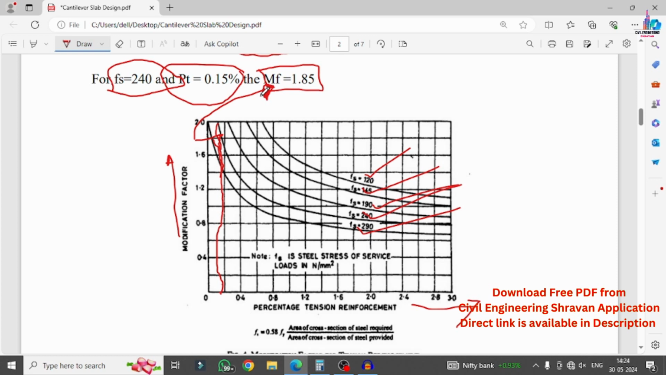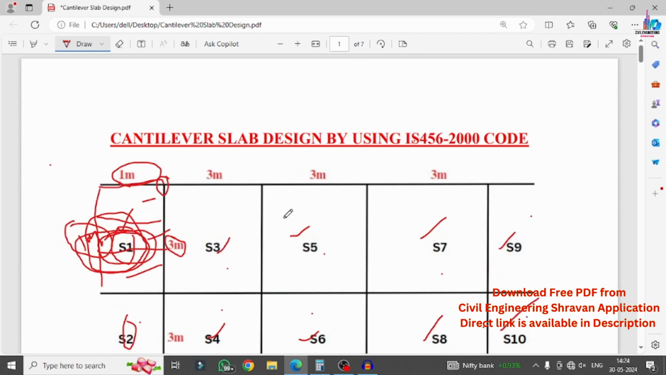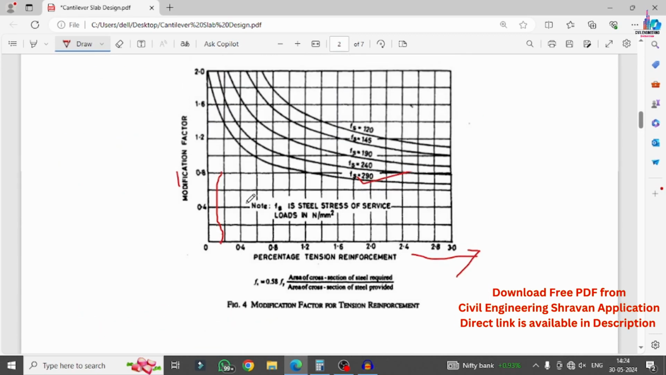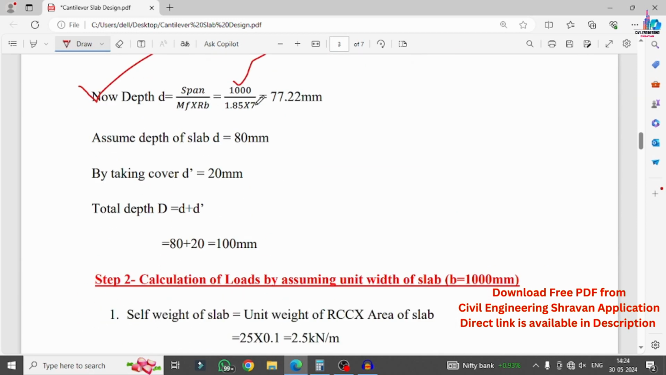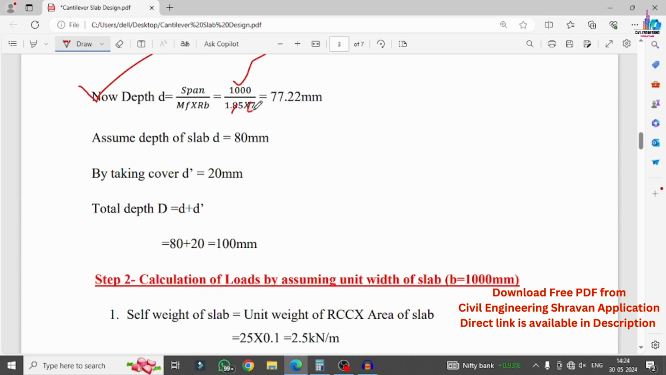Now I will show you how to calculate the depth of the slab. The depth of the slab, D, equals span divided by modification factor into RB value. Here the span of the slab is 1 meter, so we consider 1000 divided by the modification factor we calculated, 1.85, and the RB value, which is 7 from the IS code provision. So the depth of the slab is approximately 77.22 mm.